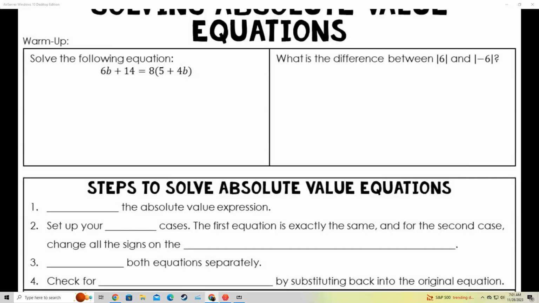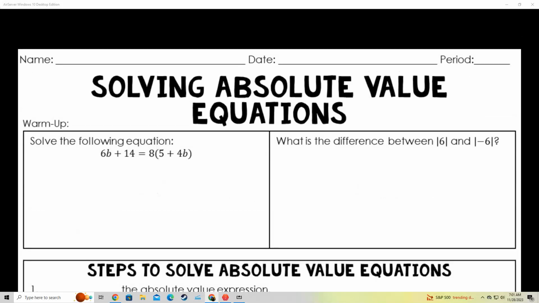Okay, today we're going to be doing solving absolute value equations. Go ahead and press pause in the video and answer those two questions. And I'll start in a little bit. But press pause on the video right now and attempt the first two problems.